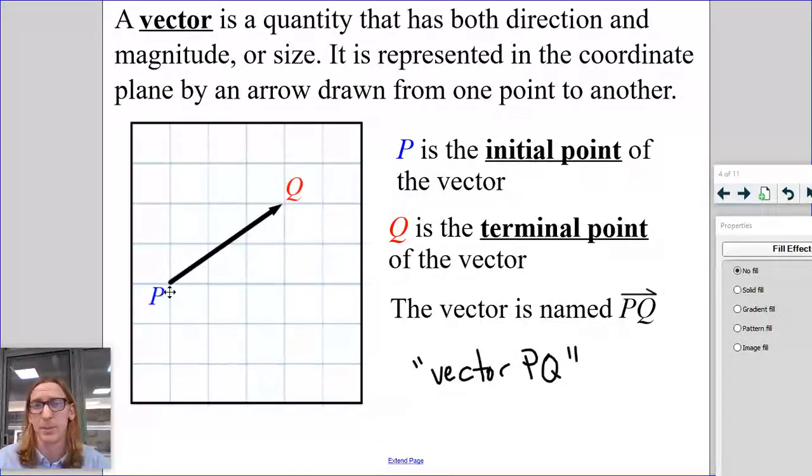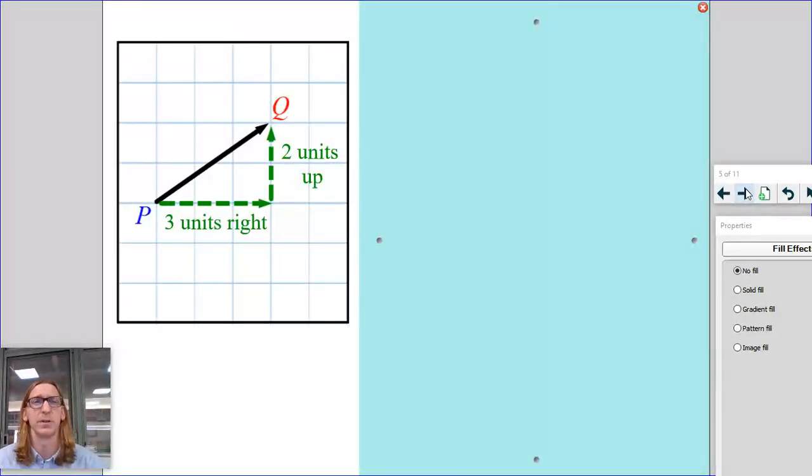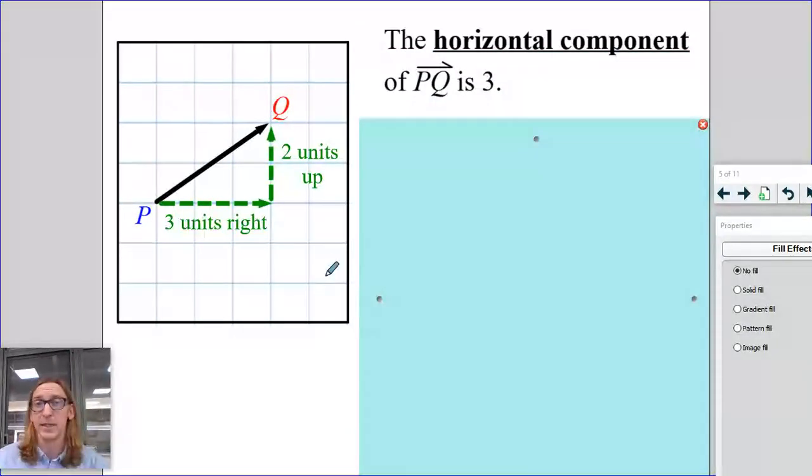Other things that you need to know when it comes to dealing with your vectors. Again, vectors do a nice job of describing how to translate a figure. Vectors need some sort of number associated with them. If I'm going to use a vector to tell me how far to move a figure, I'd like a number associated with that. So every vector has what we call two components, a horizontal component and a vertical component. The horizontal component describes how far did you have to travel horizontally to get from point P to point Q. Well, here the horizontal component of this vector is 3, because to get from point P to point Q, we have to move 3 units to the right.